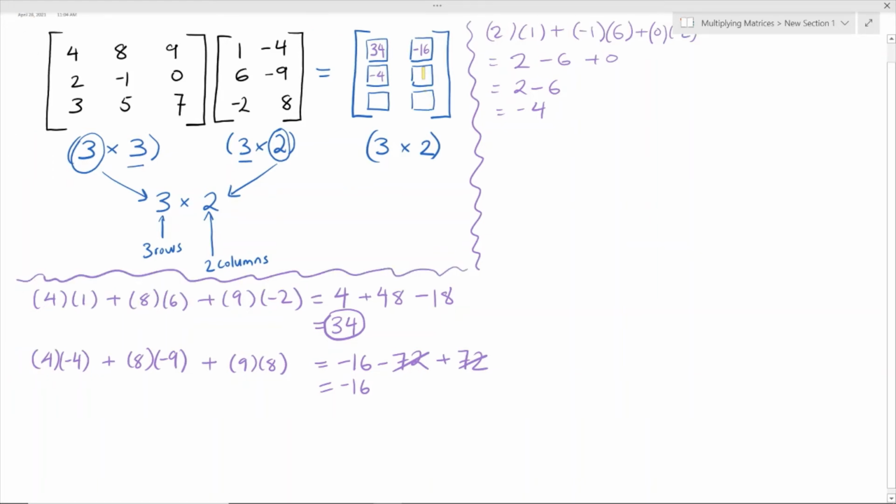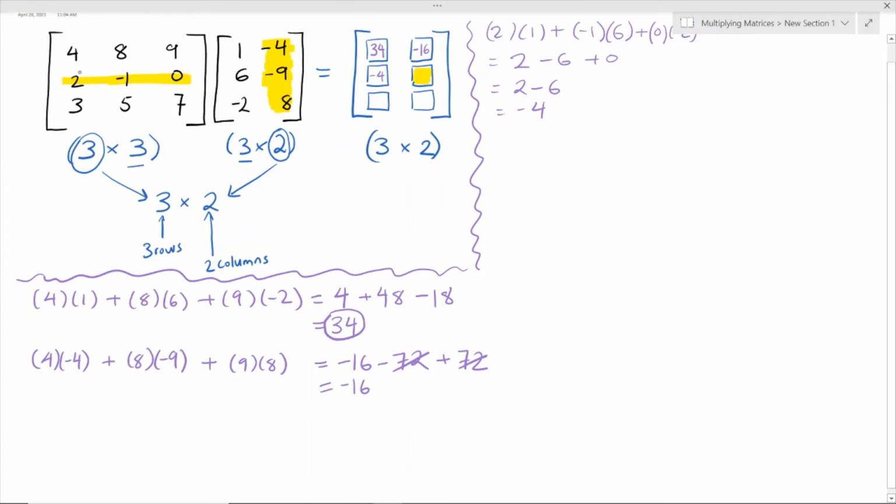Now we want to find the entry right here. We recognize it's in the second row and second column of the product. Looking here, we need to find the second row of the first matrix, which is right here, and the second column of the second matrix being multiplied, which is right here. We will need to look at this as well.